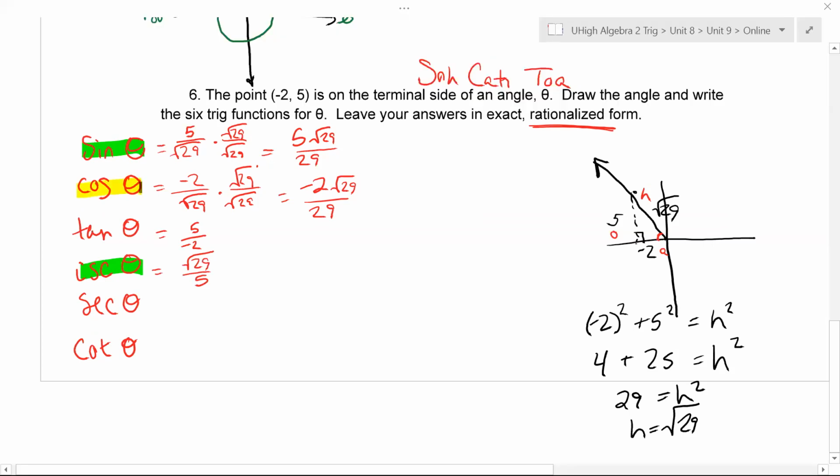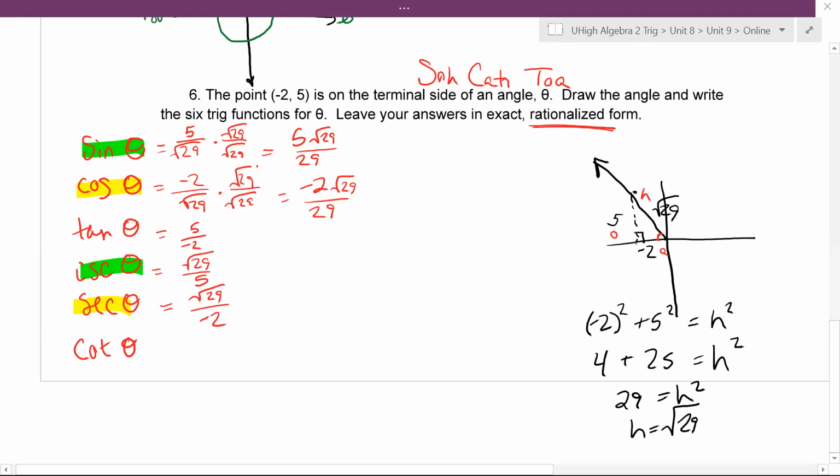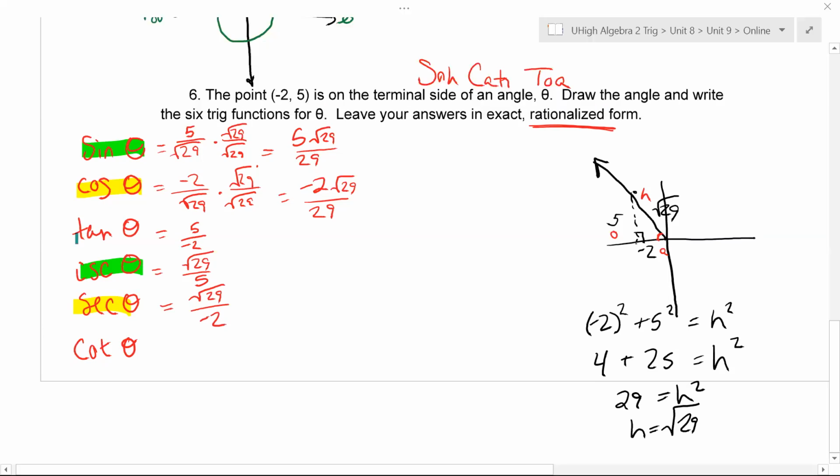Secant is the reciprocal function of cosine. So instead of -2 over the square root of 29, I'm going to do the square root of 29 over -2. And that leaves cotangent being the reciprocal of tangent. So I'm going to have -2 over 5.